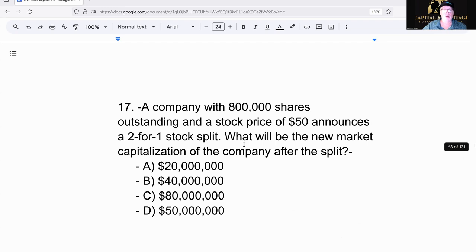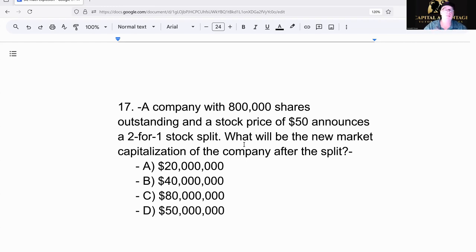Awesome. A company with 800,000 shares and a stock price of 50. What would the new market cap be? Okay, so that's a tricky one because there's no change. So you're going to do 800,000 times 50. It's 40 million.